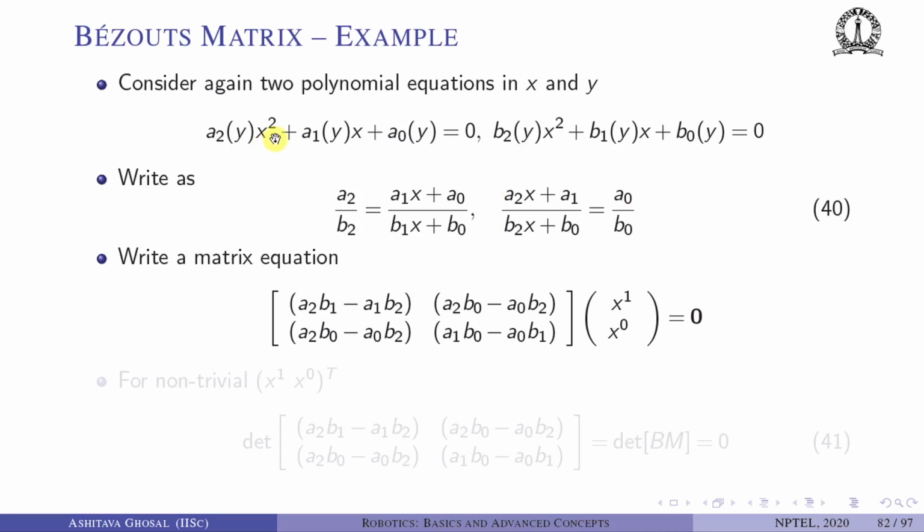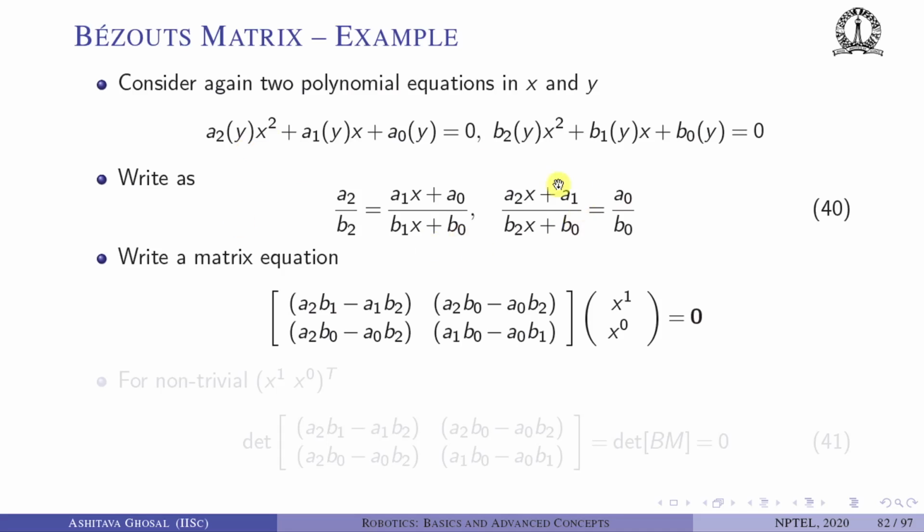We can also write a2 x plus a1, basically taking x common outside, is equal to minus a0. Similarly, b2 x plus b1 with x common is equal to minus b0, and again divide both of them and we can get another equation in x. So what have we done? By dividing suitably, we have now obtained two equations in x alone. We have managed to get rid of x squared.